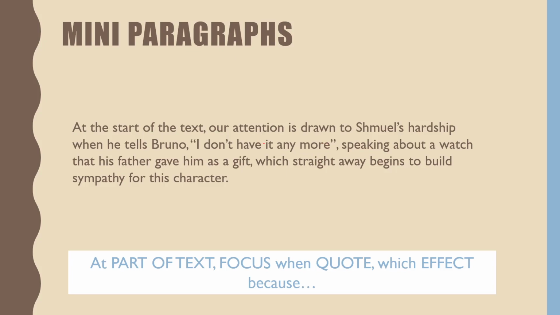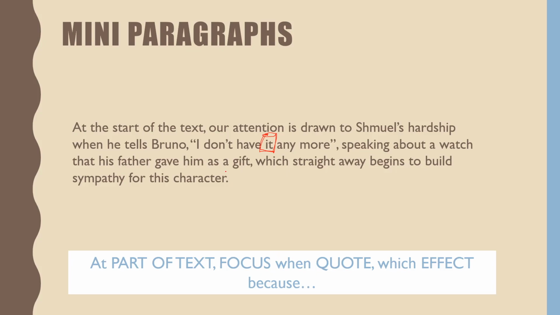Now, in this, if I read this on its own, I don't know what it is. So I need to tell the reader. So I put a comma, "speaking about a watch that his father gave him as a gift". "Which", now I need to say the effect, "which straight away begins to build sympathy for this character."